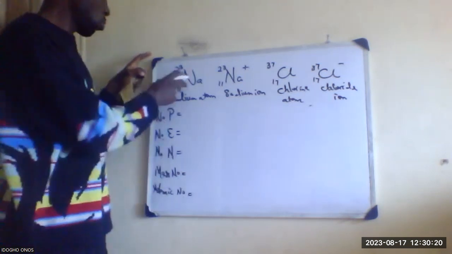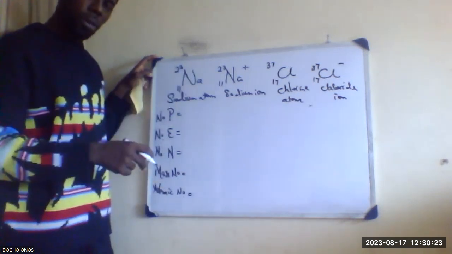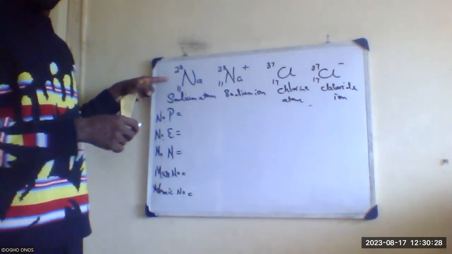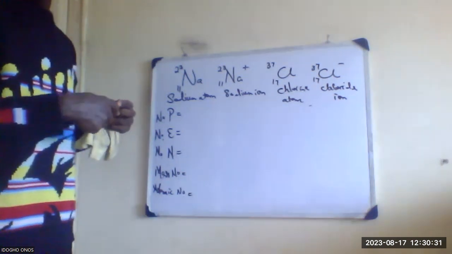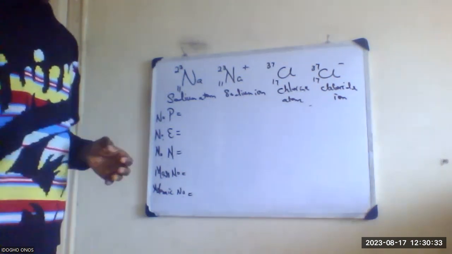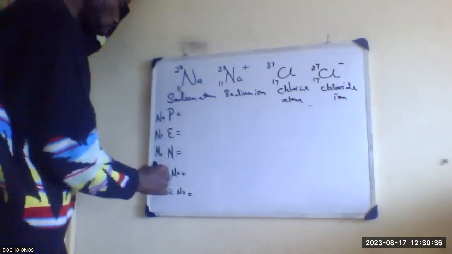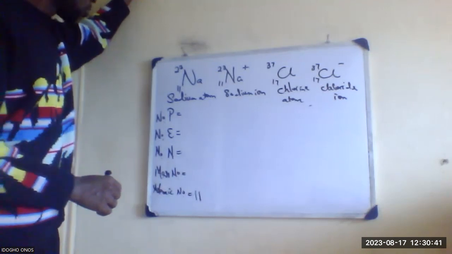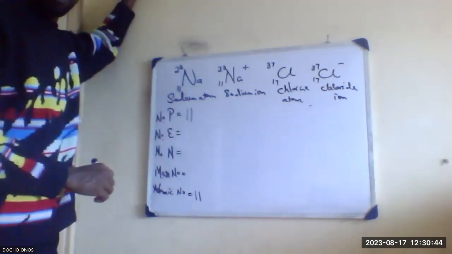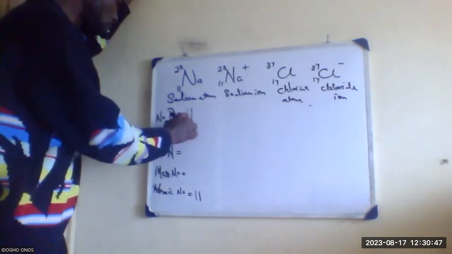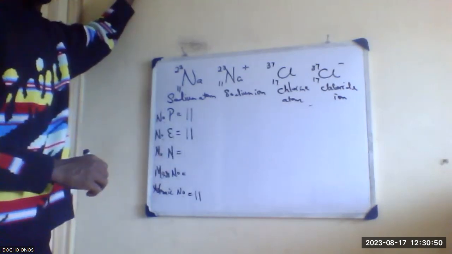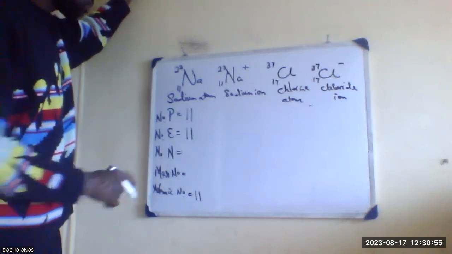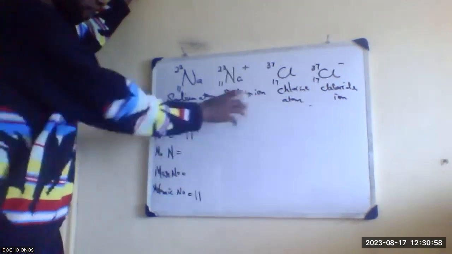So if I start with this first one, 11 here is my what? Atomic number. Okay. So for this first one, atomic number is 11. It also means that my number of proton is also 11. It also means that number of electron is also 11. Is that okay? Yes. So I'll come back to these two. Let's come back here first.